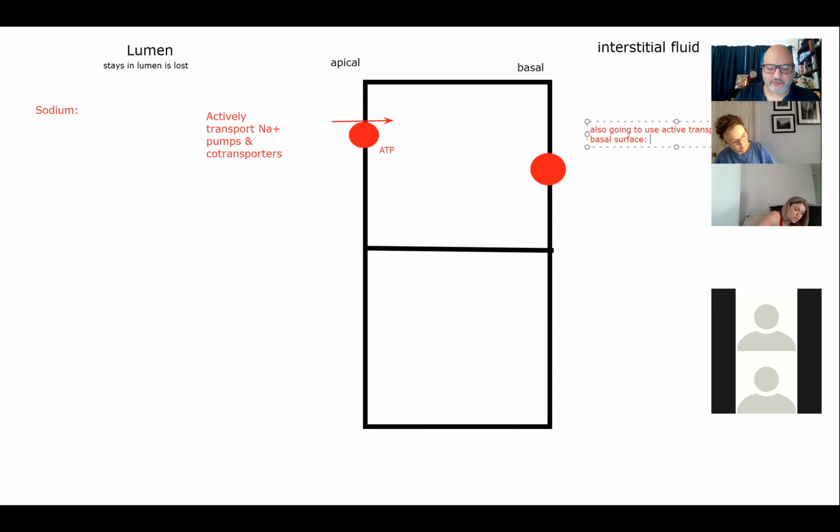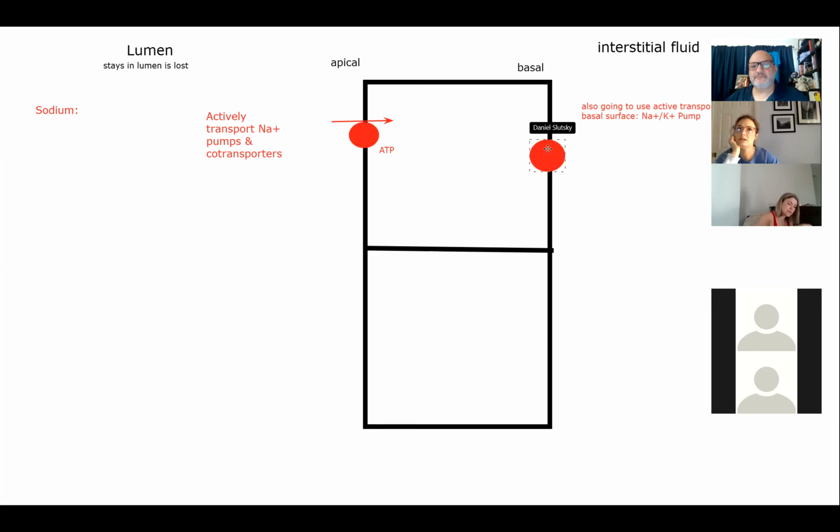Primarily using your friend and mine, the sodium potassium ATPase, the sodium potassium pump. Someone remind me again what the sodium potassium ATPase does. 3 sodium in, 2 potassium out. So 3 sodium, but if we're going to use ATP to move it, do we really need to use it to get sodium into the cell? Which way are we going to move those 3 sodium?